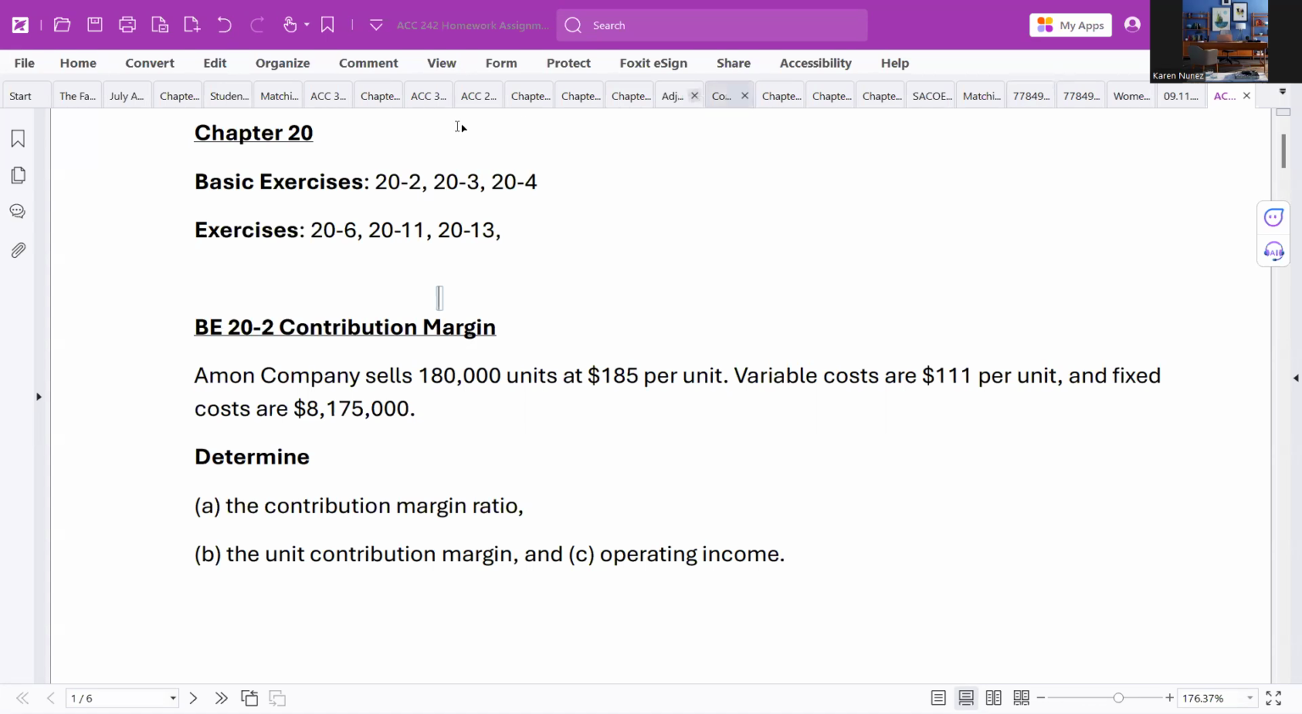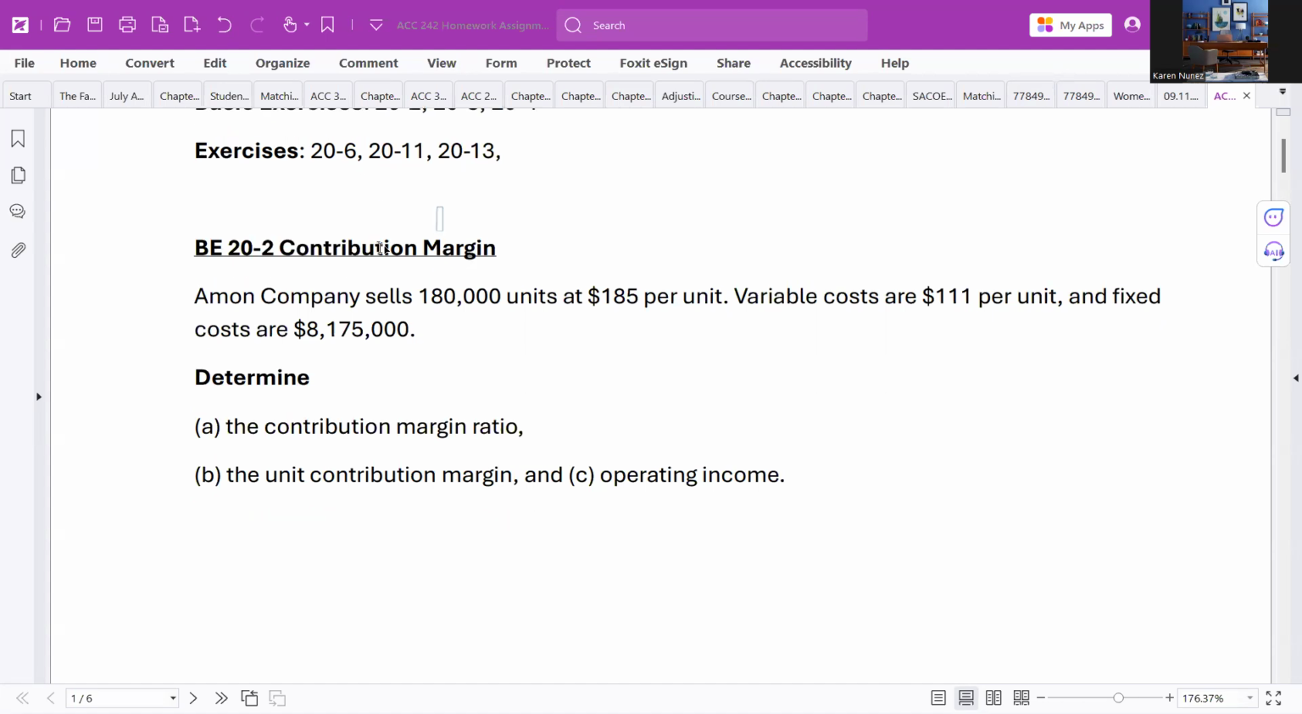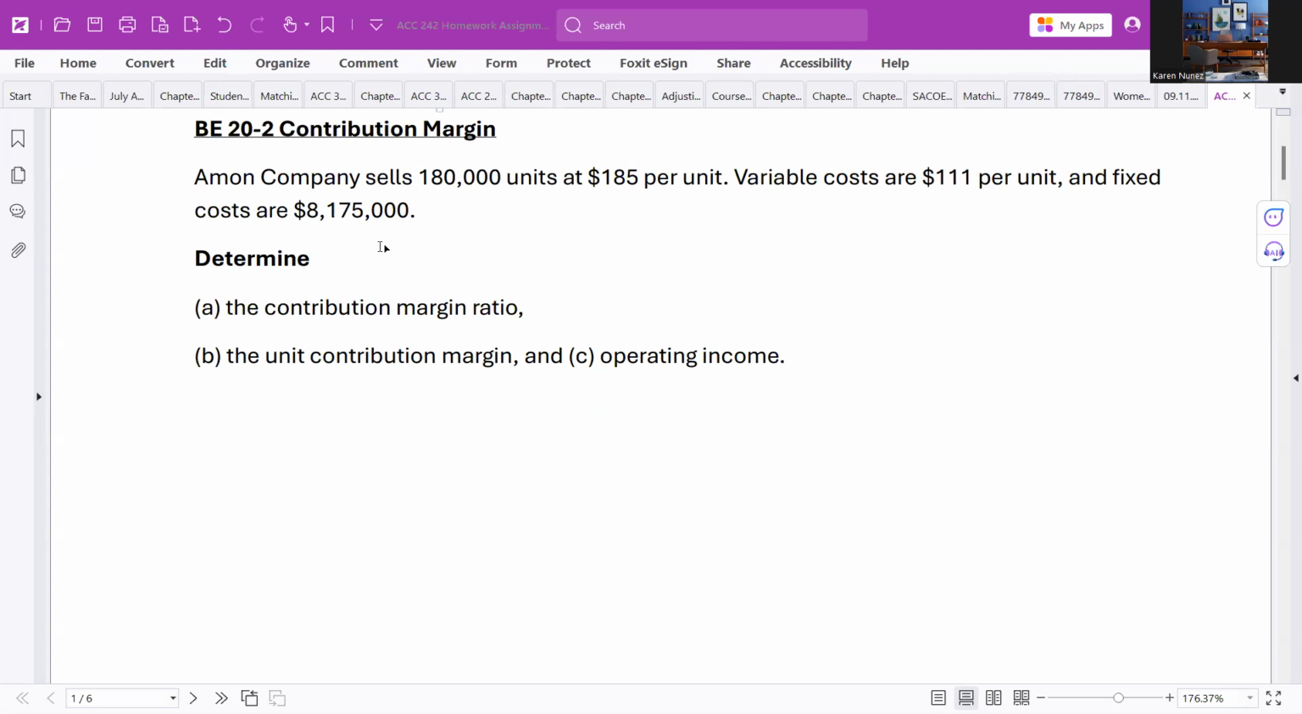So these are the exercises that we're going to be covering in Chapter 20, the basic exercises and the regular exercises. And we're going to get started with BE 20-2. It's a contribution margin based problem. So we need to determine first the contribution margin ratio, the unit contribution margin, and the operating income.